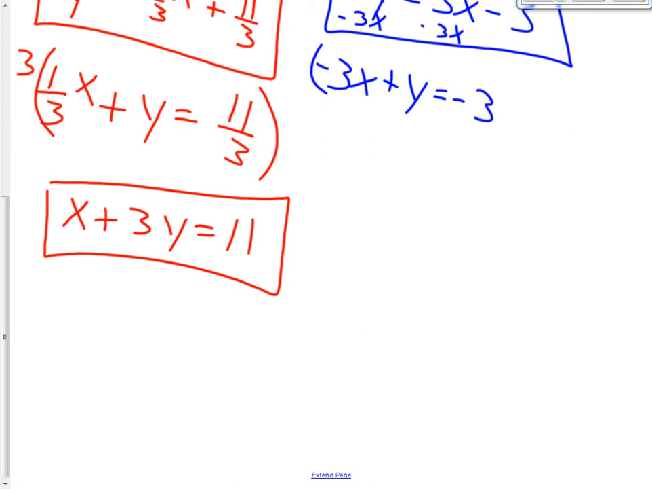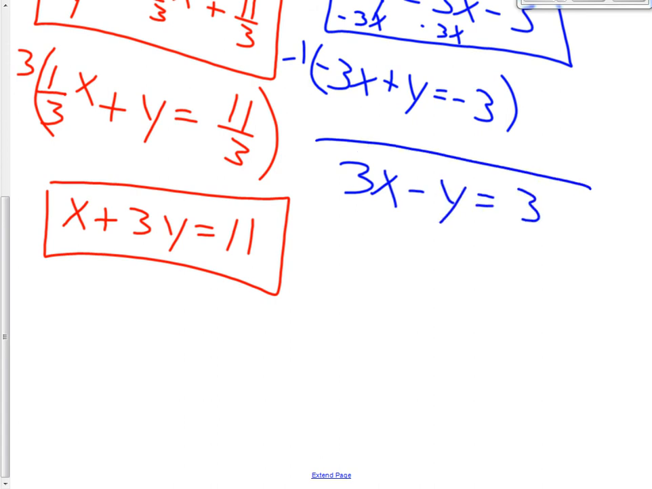And then I have a negative coefficient, so let's multiply everything by a negative 1, and that'll make a positive 3x minus y equals a positive 3, and that is going to be answer number 6. So that's how I do problem number 3.